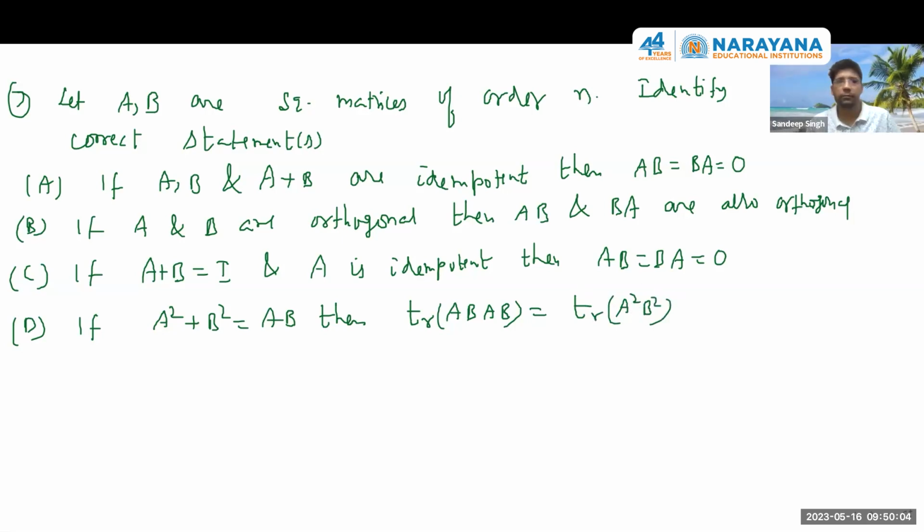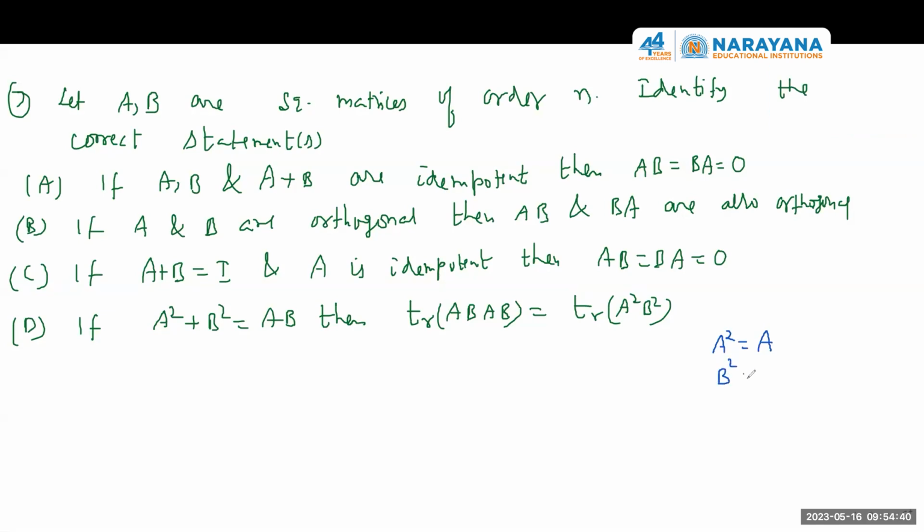One or more may be correct. Try this. Okay, tell me. Is A correct? What is it that you are getting in option A? A square is A. Right? So AB plus BA equal to 0. Yes. B square is B and A plus B is also idempotent.